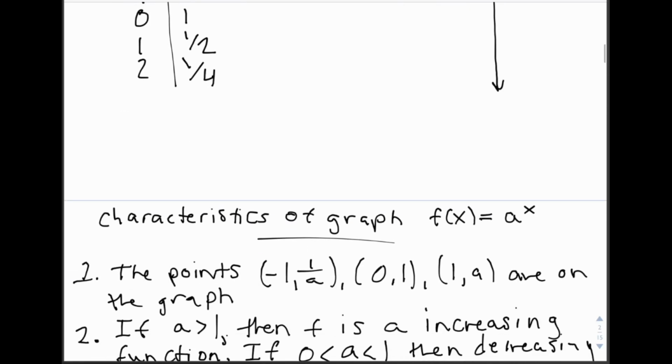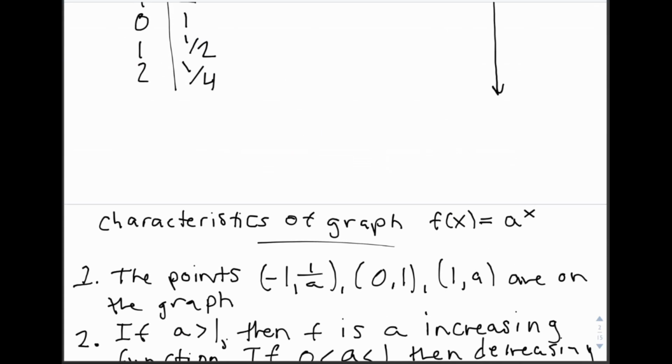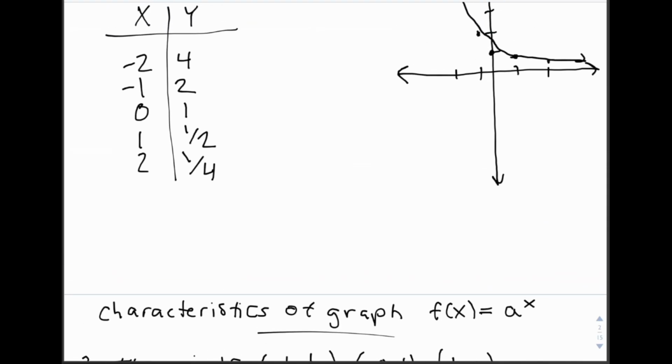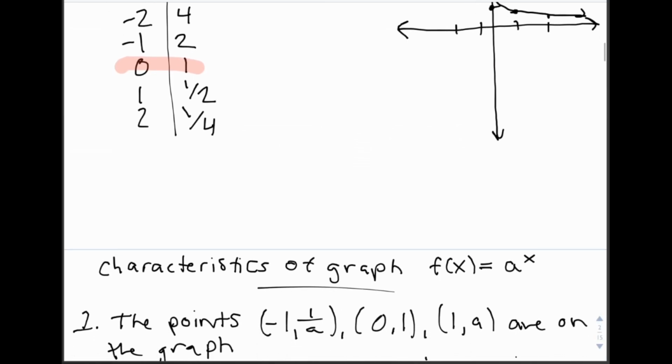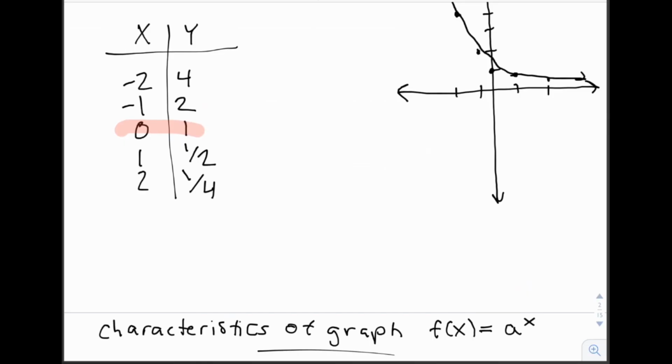So that leads us into our next topic here, which is the characteristics of the graph of f of x is equal to a raised to the x. So for our first point here, the points of -1 and then 1 divided by a, also 0, 1, and then 1, a are on the graph, right? We saw that with our first and our second example here. We have our points 0, 1, and additionally, if we look back, we have points of -1 and then 1 divided by a, and then etc. we would have that as well.